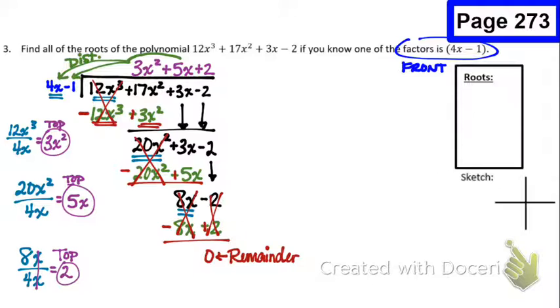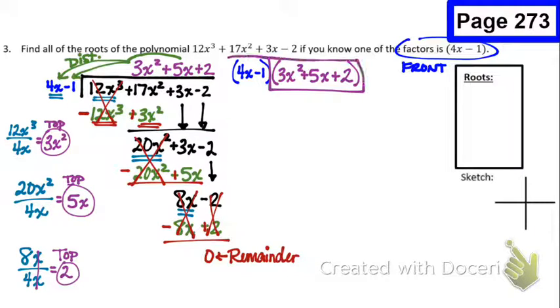All right, so let's write down what we know so far. What was the factor they gave me at the beginning? 4x minus 1. And what did I just get up on top now? 3x squared plus 5x plus 2. This came from up on top here. What am I going to do with this piece?